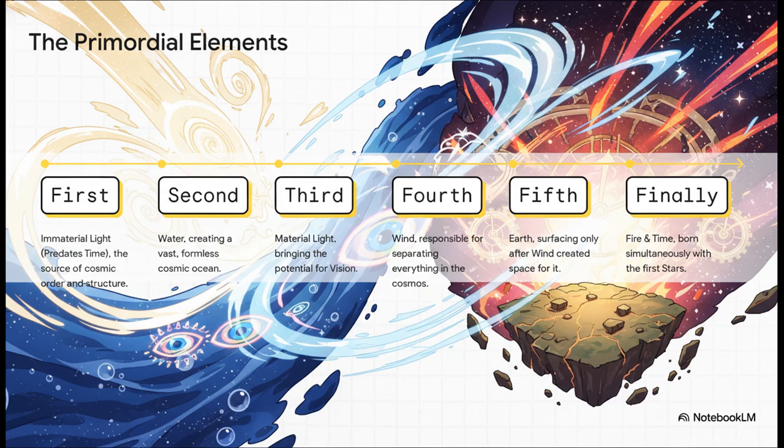Okay, check out this sequence, because the order here is everything. First, before time even exists, there's immaterial light, pure order and structure. Then comes water, this huge, formless cosmic ocean. After that, material light appears, which makes vision possible. Then wind blows through, separating things and creating space for Earth to form. And only then, born together with the first stars, do we get fire and time. This exact order is the bedrock of this reality.